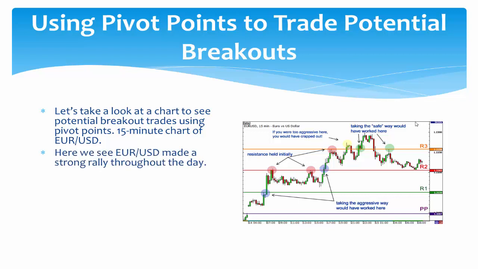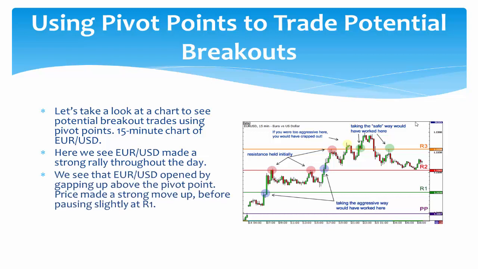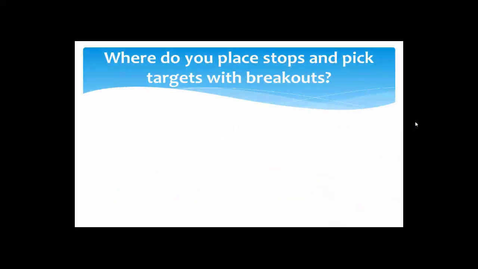Here we are seeing Euro USD made a strong rally throughout the day. We see that Euro USD opened by gapping up above the pivot point. Price made a strong move up before pausing slightly at R1. Eventually resistance broke and the pair jumped up by 50 points.